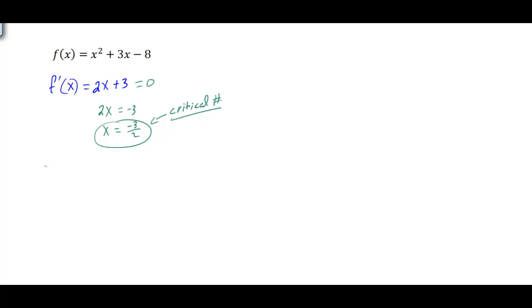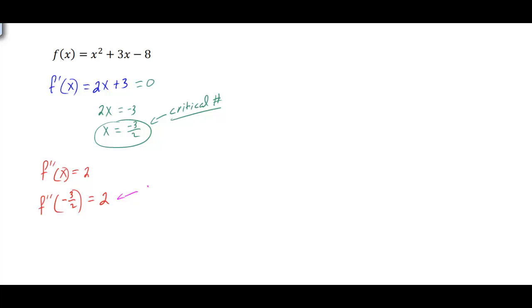So now we must find the second derivative. And if you notice up here, if we take the second derivative of 2x plus 3, that's simply going to be 2. And now we need to evaluate the second derivative at negative 3/2. Now, if you notice, there's no x in the second derivative. All we have is a 2. Well, that means it's a constant, so it doesn't matter what our value is. If we plug negative 3/2 in, it's always going to be 2.